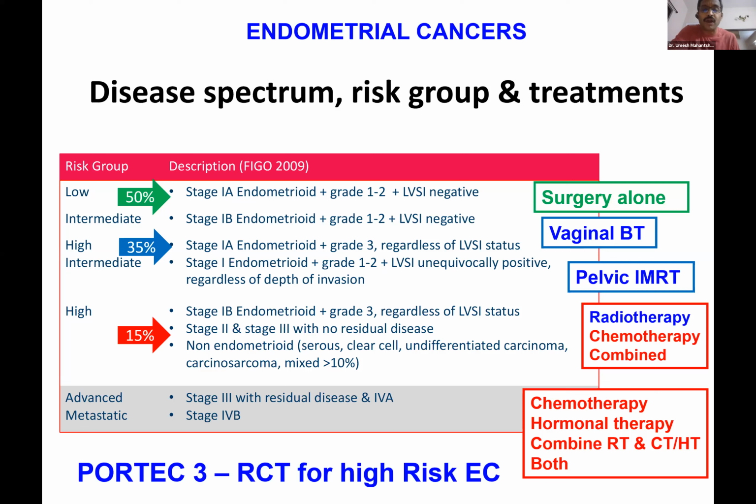What is important and relevant to my presentation is the high risk group, which consists of stage 1B endometrioid with grade 3, regardless of LVSI status. That's the first group. The second group is stage 2 and stage 3 with no residual disease. And the third important group is type 2 histologies, namely serous, clear cell, undifferentiated carcinoma, and carcinosarcomas. For this high risk group, of course, radiotherapy has to be given in the post-op adjuvant setting.